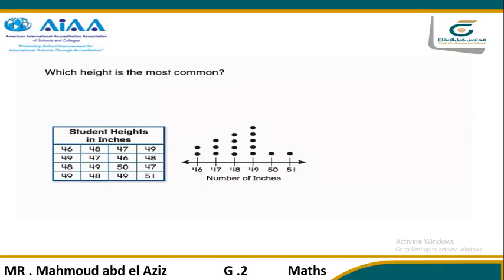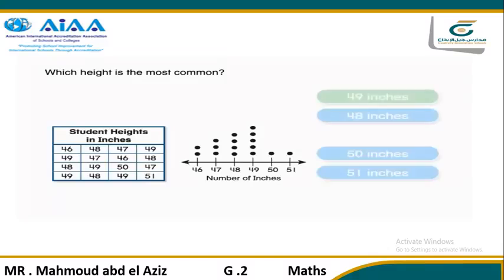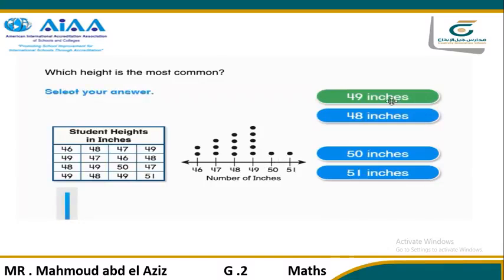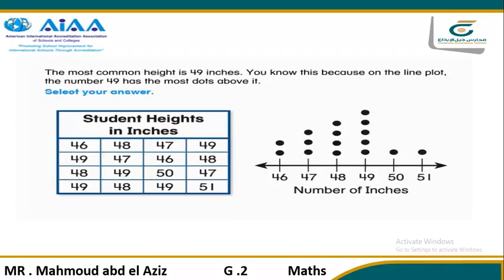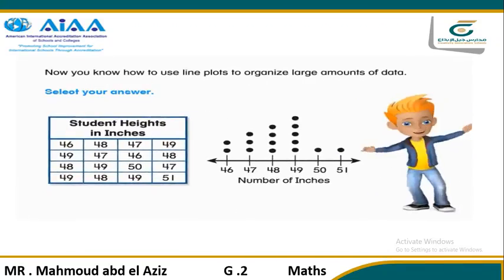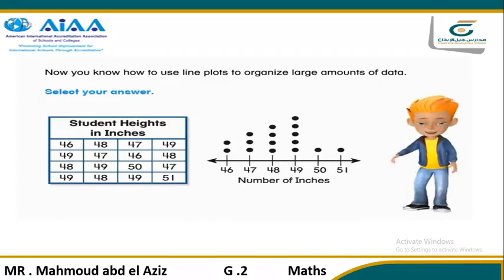Which height is the most common? Select your answer. The most common height is 49 inches. You know this because on the line plot, the number 49 has the most dots above it. Now you know how to use line plots to organize large amounts of data.